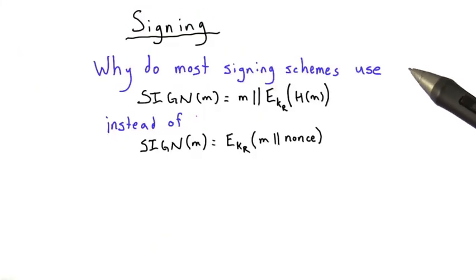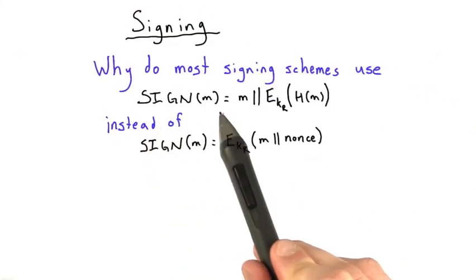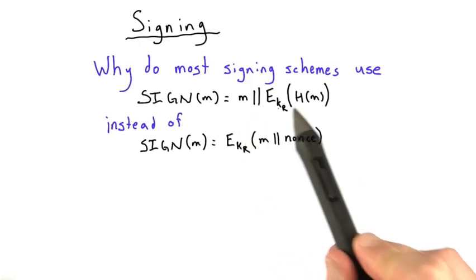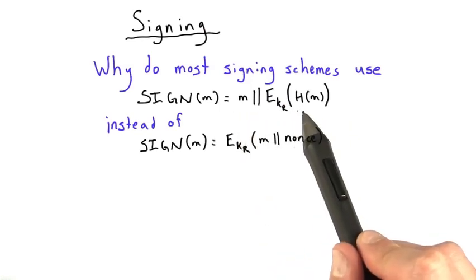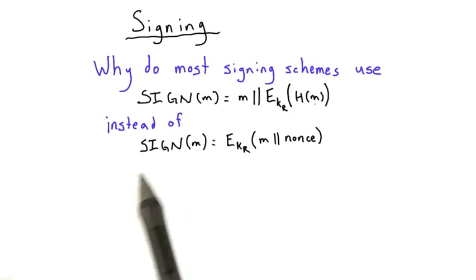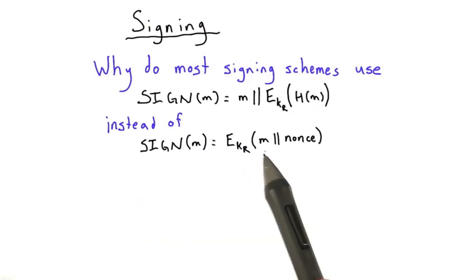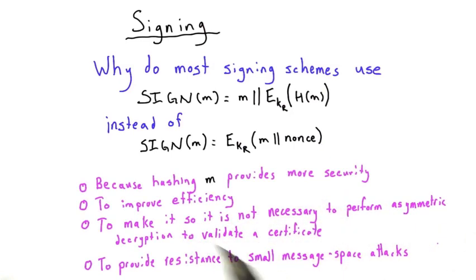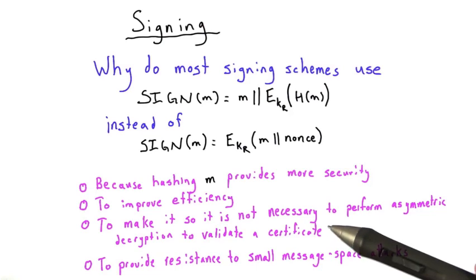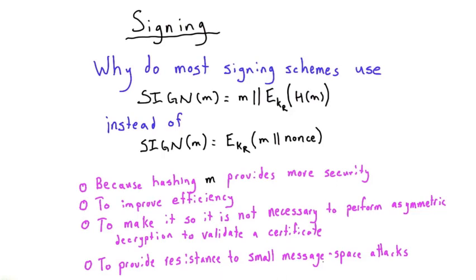This question asks, why do most signing schemes use the signature of M equals M concatenated with the encryption of the hash function of M instead of the signature of M equals the encryption of M concatenated with a nonce? And the options are because hashing M provides more security, to improve efficiency, to make it so that it is not necessary to perform asymmetric decryption to validate a certificate, or to provide resistance to small message space attacks.